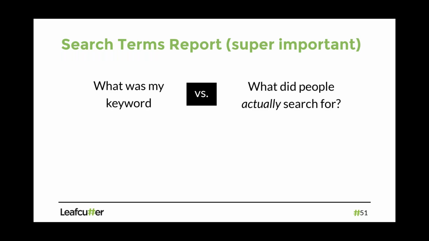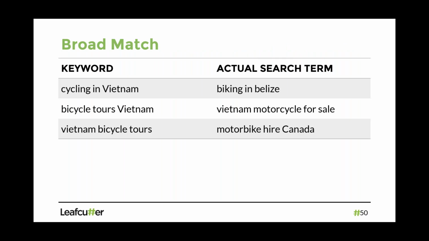One of the best reports I love in Google Ads is called the Search Terms Report. This is where you can see a side-by-side comparison of what was the keyword I put in the system versus what did people actually type into Google. So here, I've got the keyword I had, cycling in Vietnam, and the actual search term, biking in Belize.